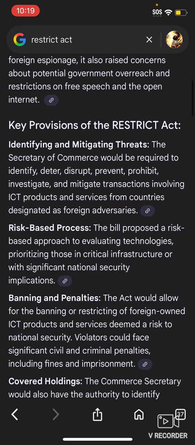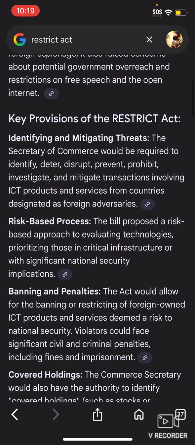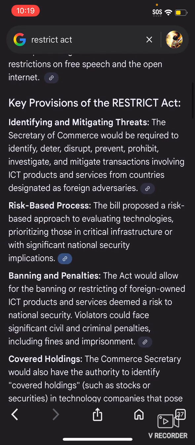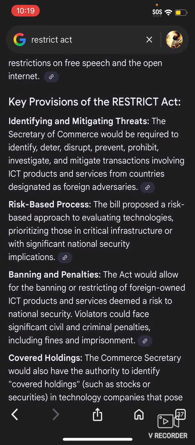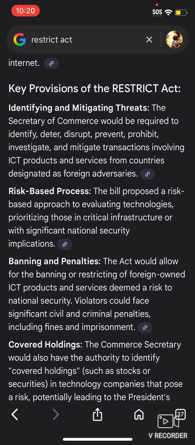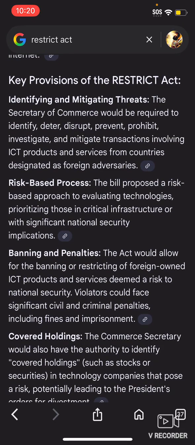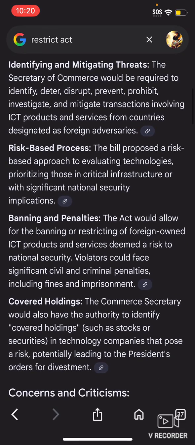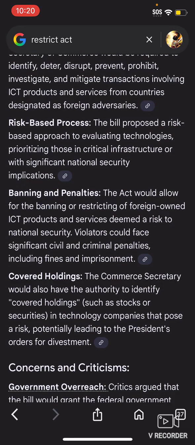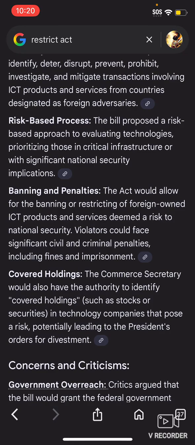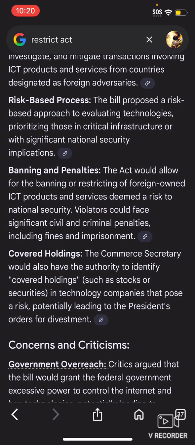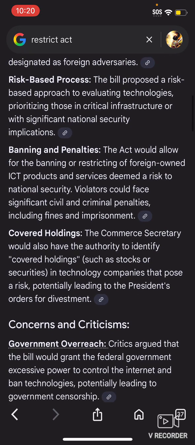It says key provisions of the Restrict Act. It says identifying and mitigating threats. It says the Secretary of Commerce would be required to identify, deter, disrupt, prevent, prohibit, investigate, and mitigate transactions involving ICT products and services from countries designated as foreign adversaries. It says risk-based process. The bill proposed a risk-based approach involving technologies and prioritizing those in critical infrastructure or with significant national security implications.